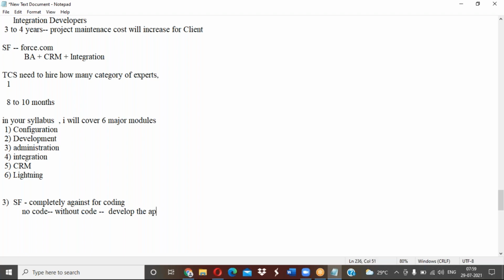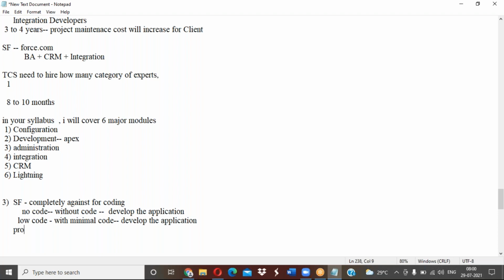In case that is not possible, then we have to go for the low code concept. Low code means what? Minimal code. Apex is a part of the syllabus that we cover in development. With minimal programming, we can develop the application. Even though that is not possible, only then we have to go for Apex, which is very easy.